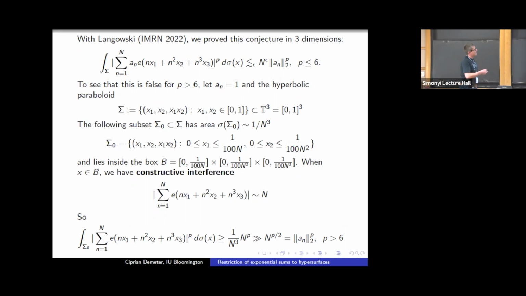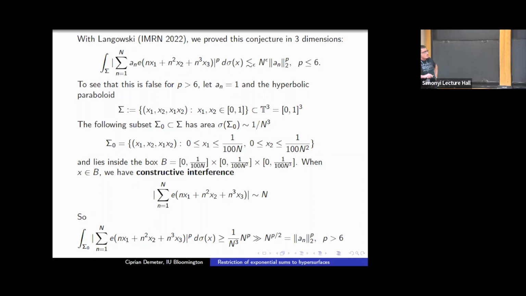So I talked about the weighted Gauss sums. This is a little bit more difficult, but not super difficult either. And I would like to explain to you why 6. Why can't you go beyond 6? Why can't you put 7 here or 6.1 or anything like that? This inequality is supposed to happen for all curved hypersurfaces in T3, the 3-dimensional torus. And I want to test this inequality actually with a hyperbolic paraboloid.